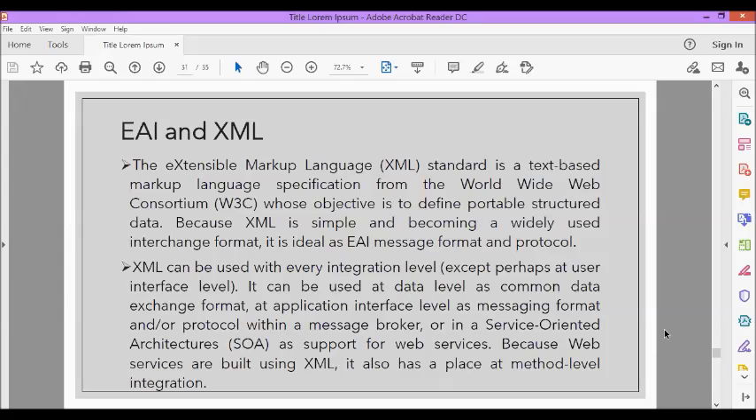except perhaps at user interface level. It can be used at data level as common data exchange format, at application interface level as messaging format or protocol within a message broker. Or it can also be used in service-oriented architectures or SOA as support for web services, because web services are built using extensible markup language, and it also has a place at method level integration.